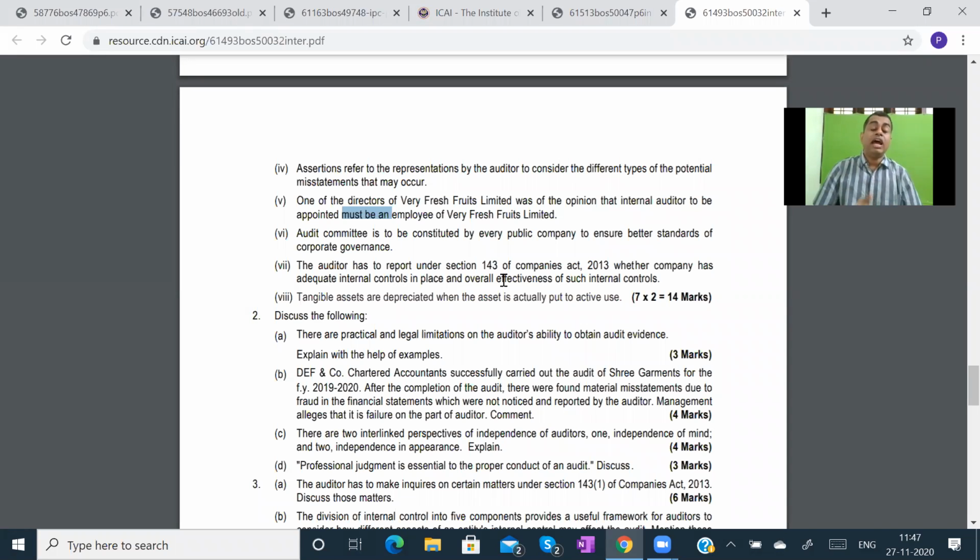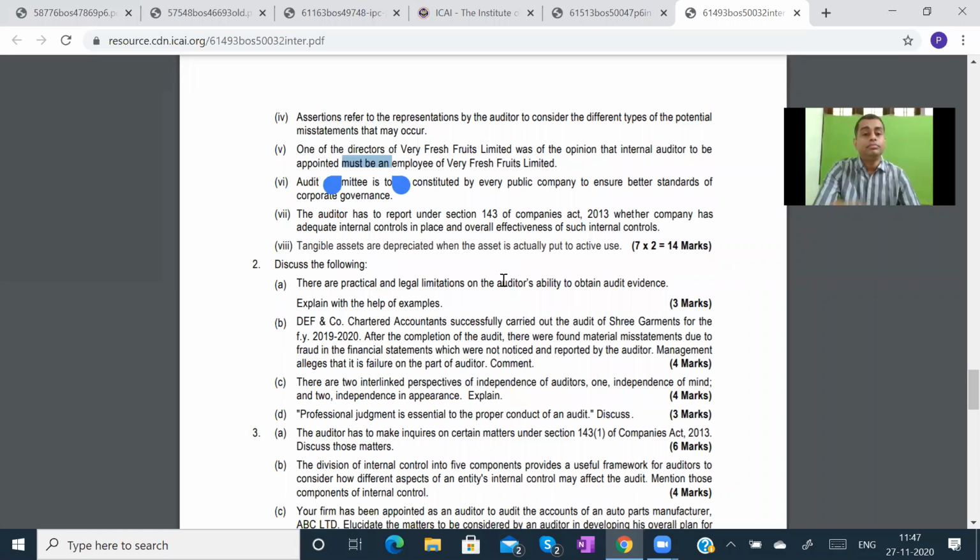Very good. Incorrect. As per section 138 of the Companies Act, the internal auditor can be a chartered accountant or a cost accountant, whether in practice or not, or of any qualification which the board feels good. So nowhere is it stated that the internal auditor should be an employee. He can be outsourced. He can be an external party also. Next, read the next one.